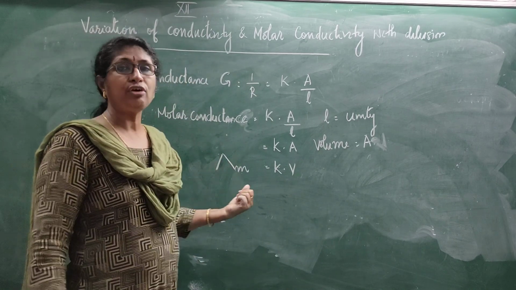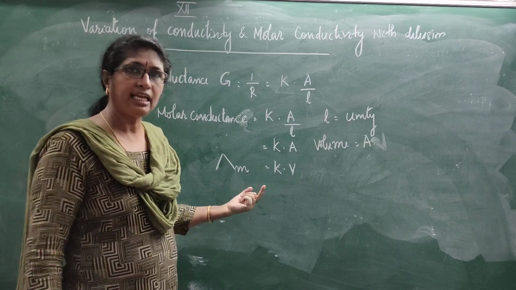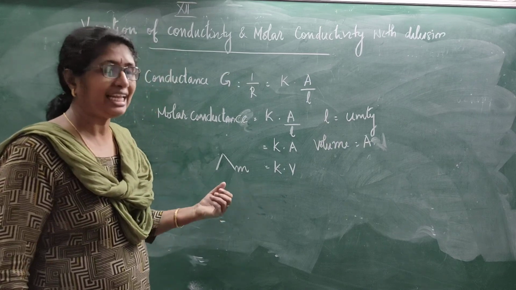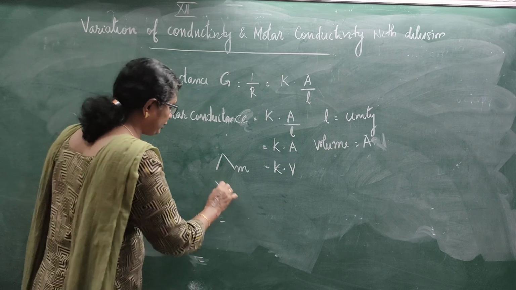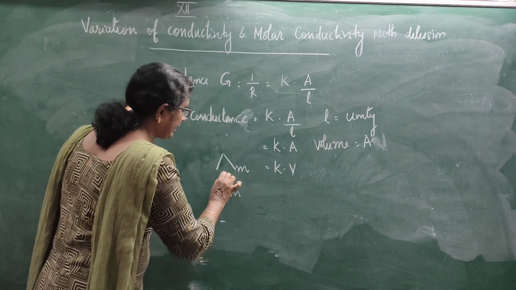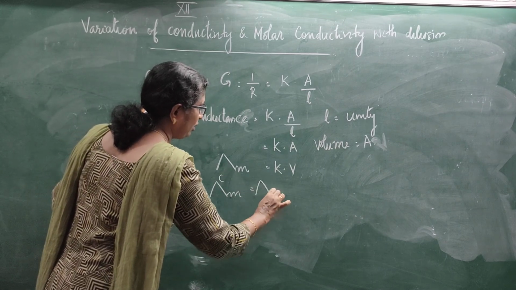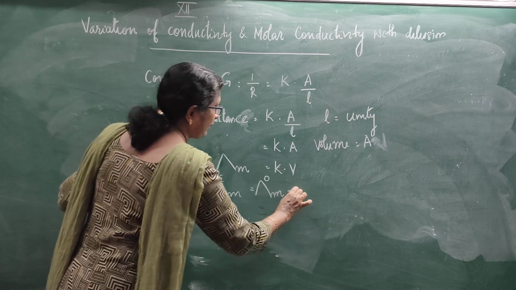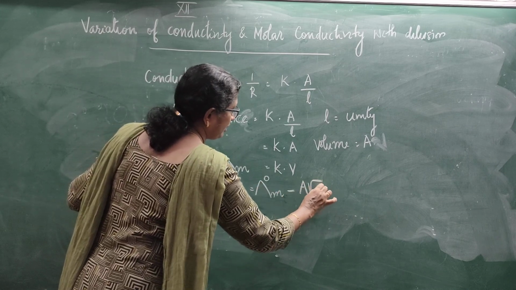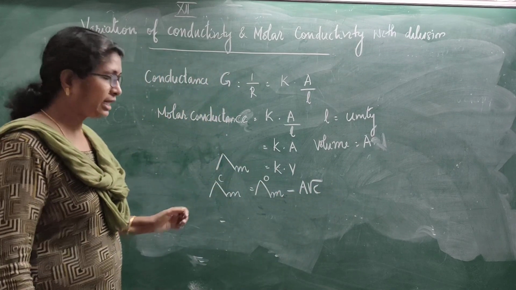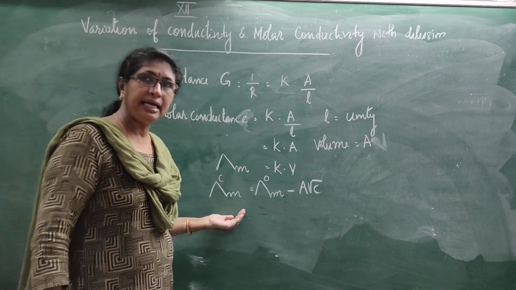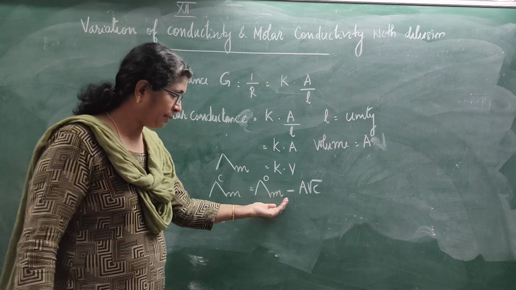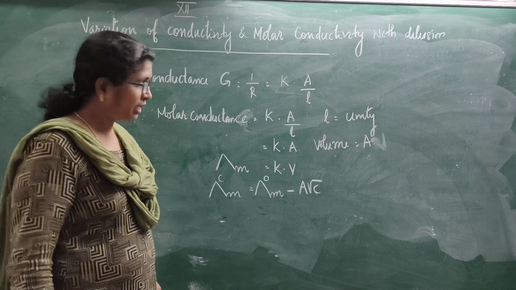Now the variation of molar conductivity with dilution, for a strong electrolyte, is given by the equation lambda m at any concentration is equal to lambda m naught minus A root C. This is called the Debye-Huckel-Onsager equation.